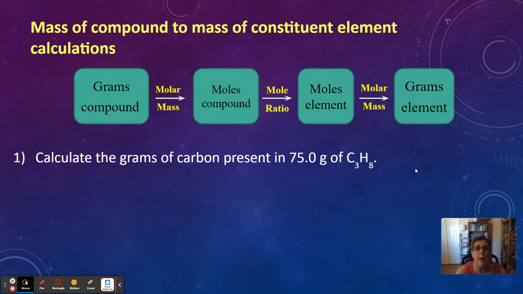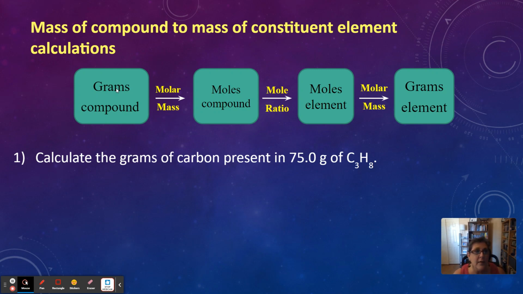We just learned about mole ratios. Now we're going to combine that with molar mass calculations to do something new. So these are pretty fun. We are going to learn how to go from the mass of a compound to the mass of just one of the elements in that compound. To do that, it's going to be 3 steps. Let's look up here at our steps.